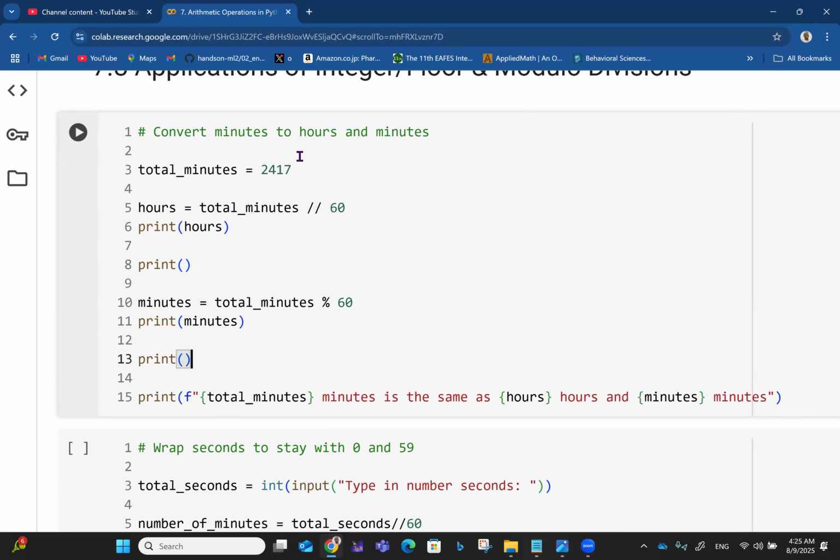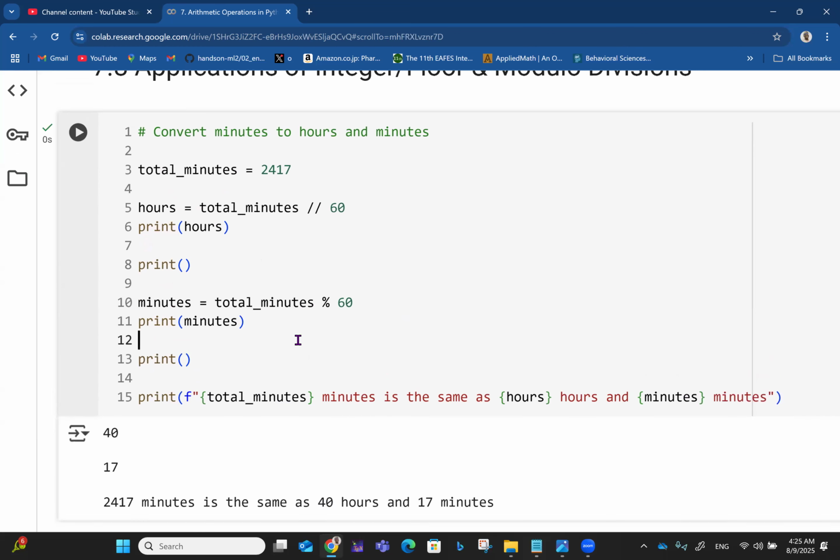So total minutes, which is 247, is the same as whatever hours and whatever minutes we get from here. So just run that in one blow, and you get your result. If you put 2417 here, of course, 60 goes in 2,417 40 times, with 17 remaining. So the number of hours is 40 hours, then 17 minutes remaining. So 247 minutes, based on this now, is the same as 40 hours and 17 minutes.